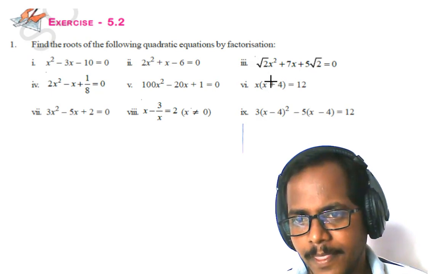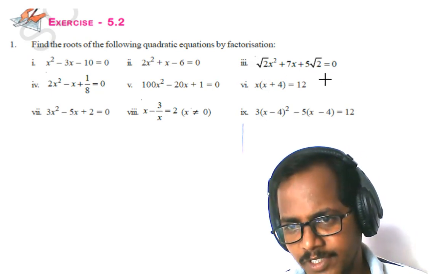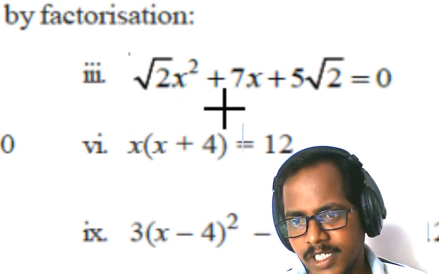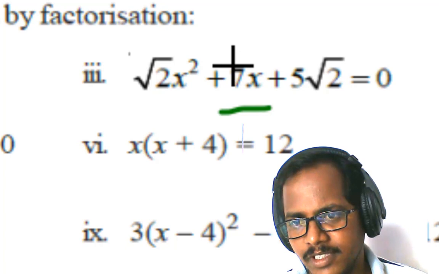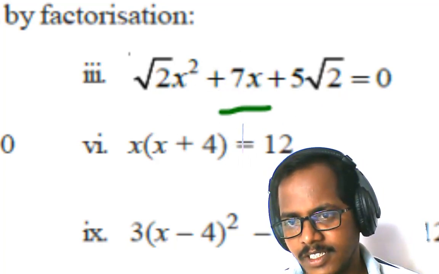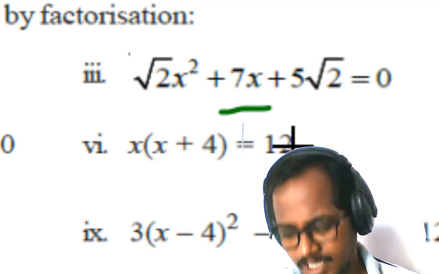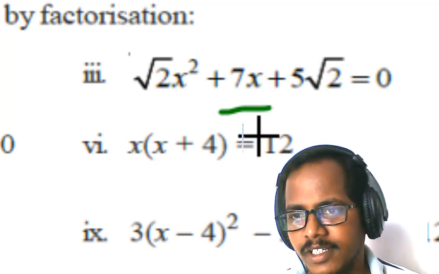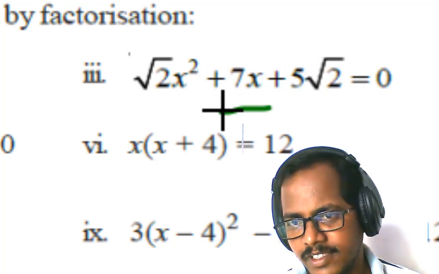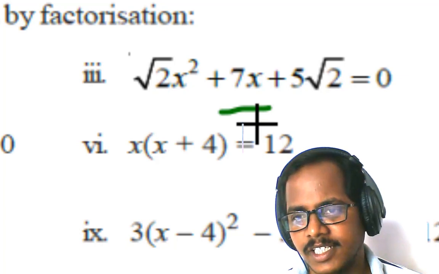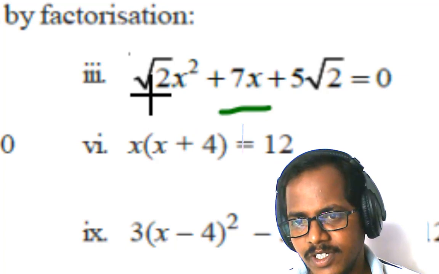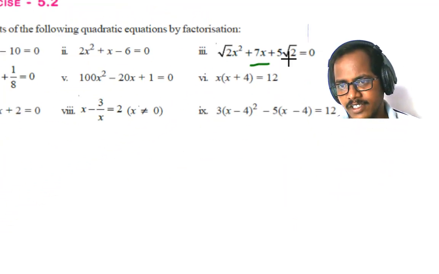To find the roots of the quadratic equation, we need to split the middle term. So what is the middle term? It is 7x. To split the middle term 7x, how can we split it? We have to write this 7x as the sum of two other terms such that the product of those two terms must be equal to the product of the x square coefficient and the constant.